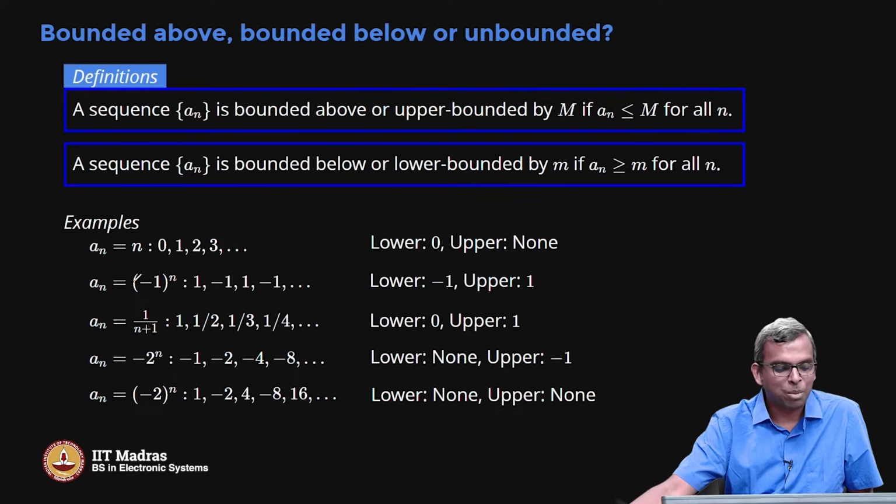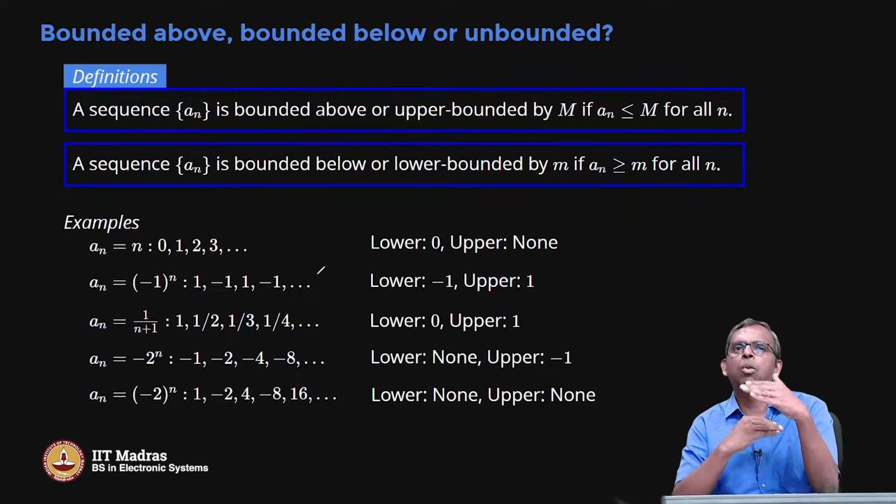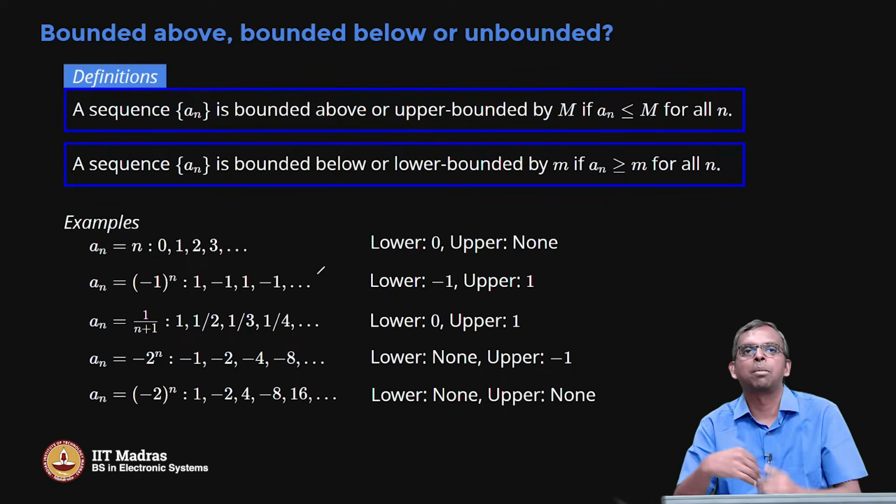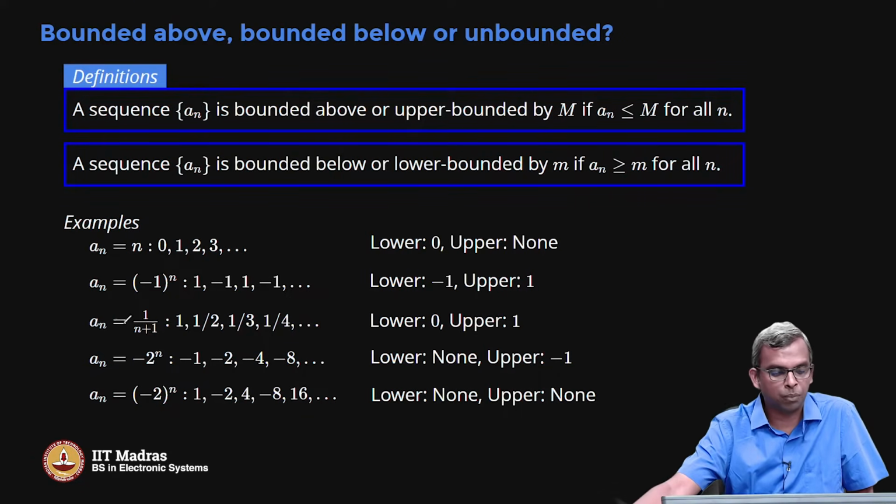Here is another example, minus 1 power n: 1, minus 1, 1, minus 1, and so on. The lower bound is minus 1, the upper bound is 1. It never goes above 1 or below minus 1. So that's the lower bound and upper bound.